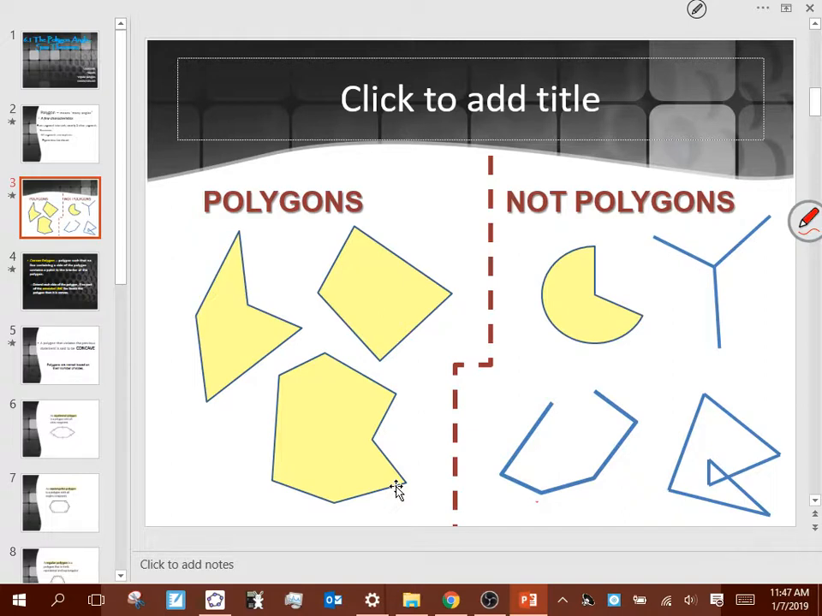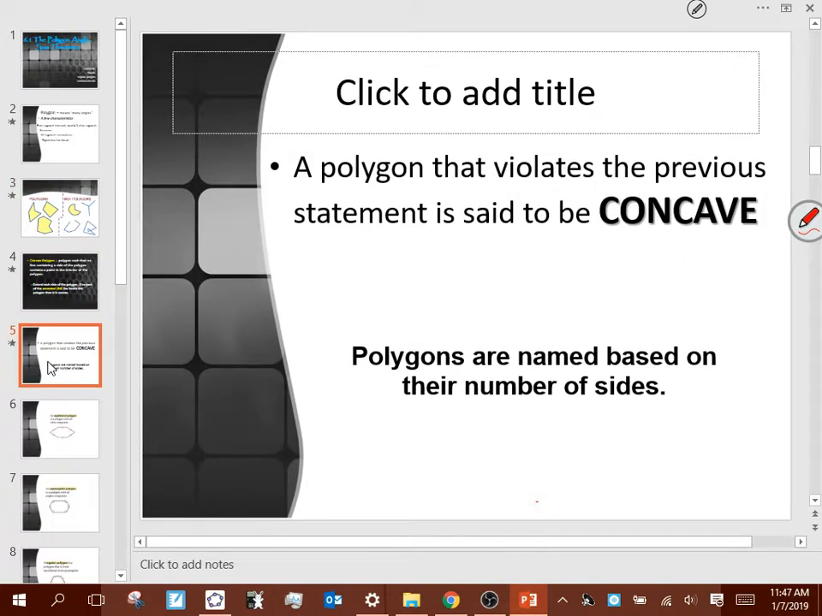The reason we need to know the difference between these things is that some of our theorems and definitions are going to say this is only true, this only works for convex polygons.